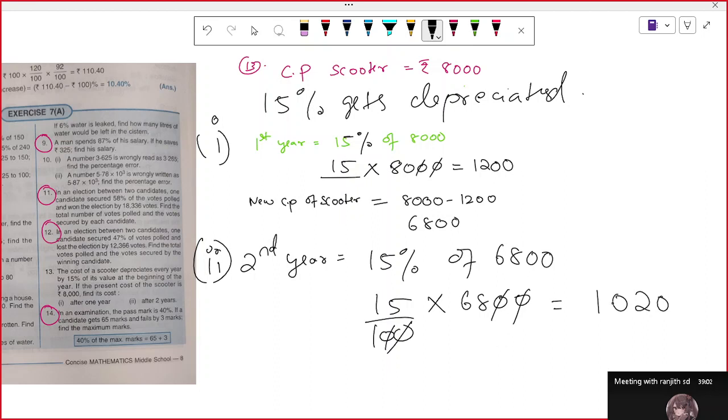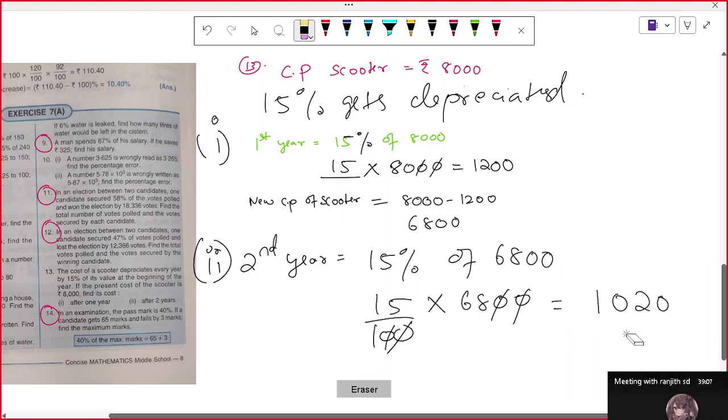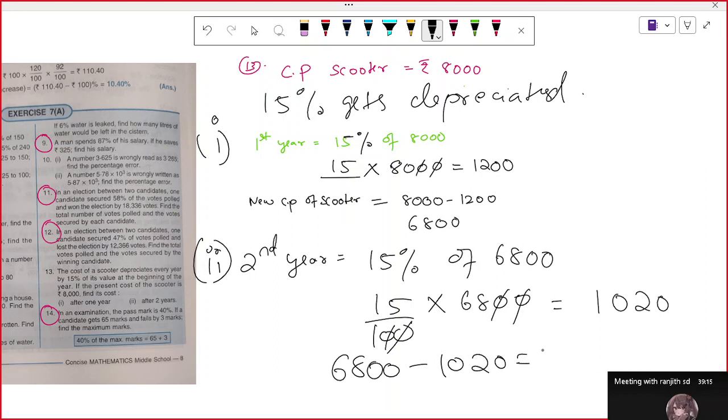So 1,020 is reduced. Is this the new price now? No, we have to subtract it from 6,800. 6,800 minus 1,020 is 5,780. So after reducing twice, the value is 5,780.